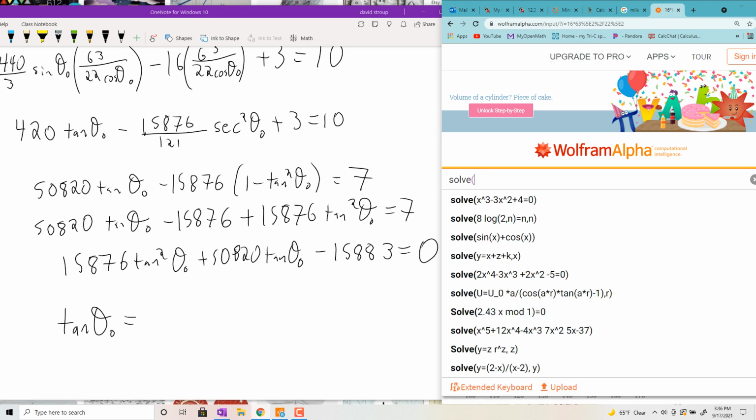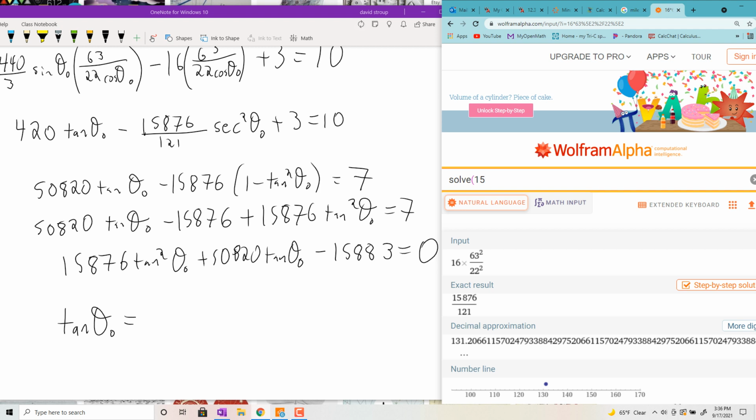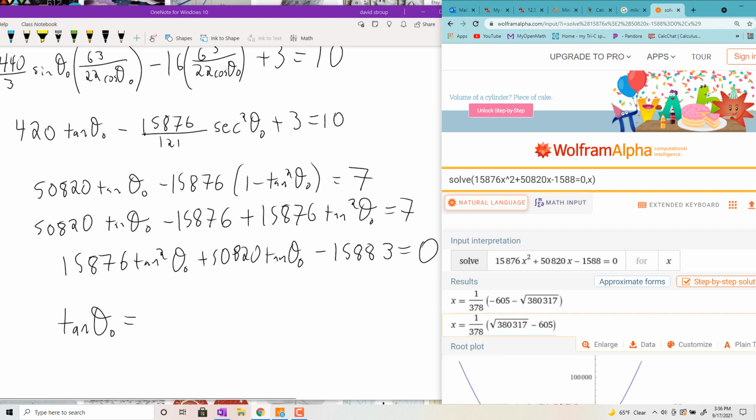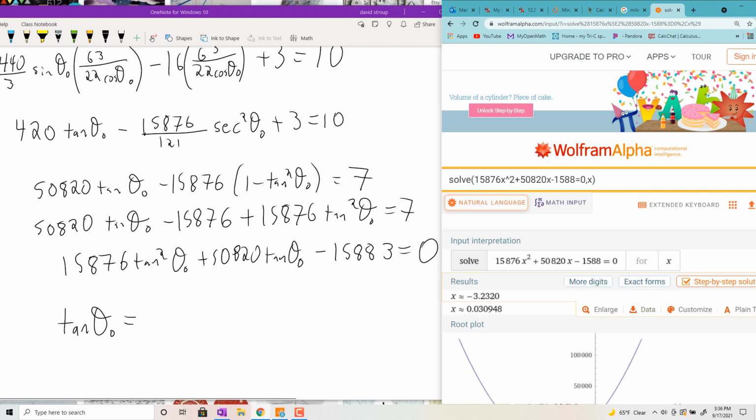So solve basically 15876 x squared plus 50820x minus 15883 with respect to x, and that has to equal 0. So you put solve, then parentheses, put the equation, and then the variable you want to solve for. And it should give you an output. Let's get approximate. It gave me 2 answers, and both of them look like they're wrong.